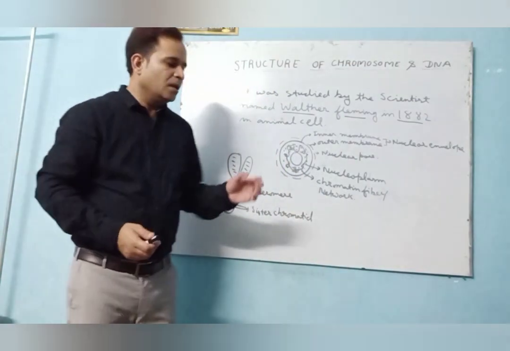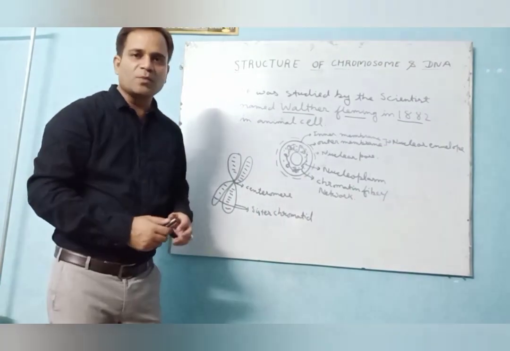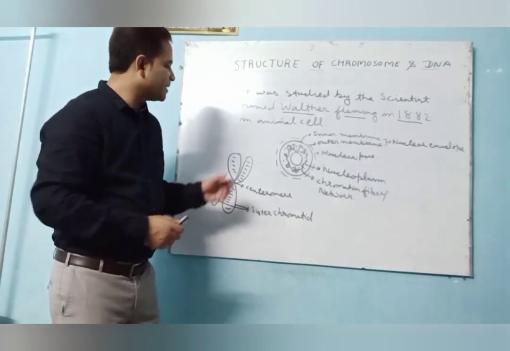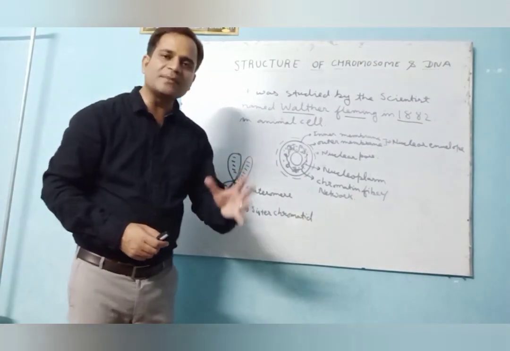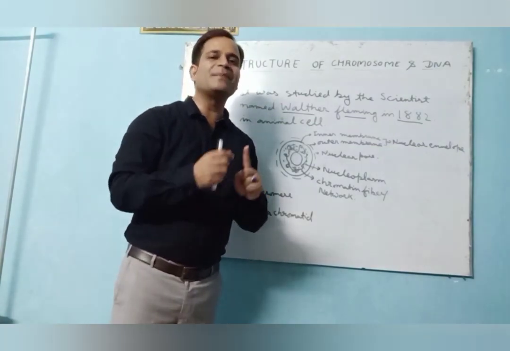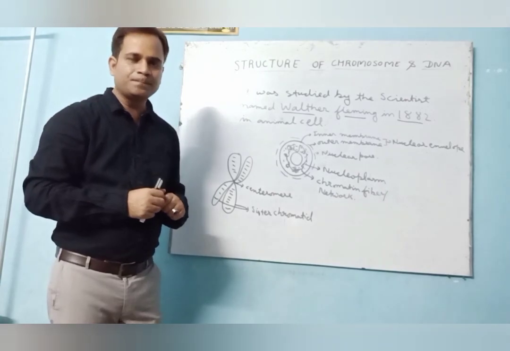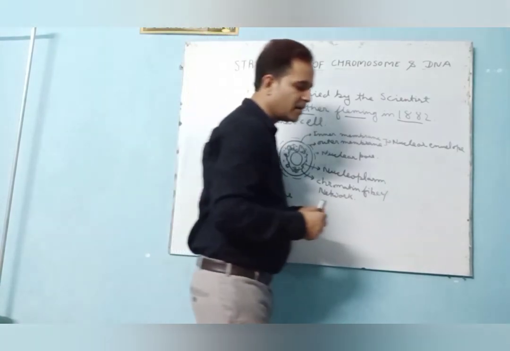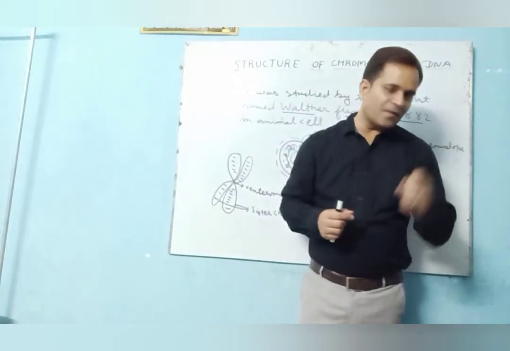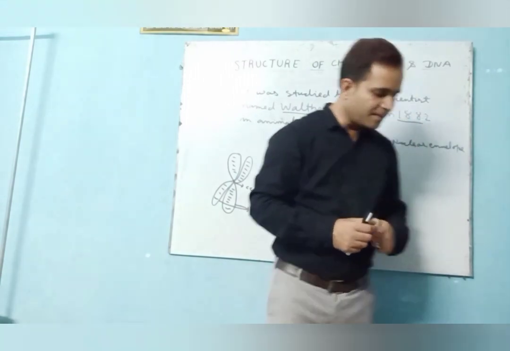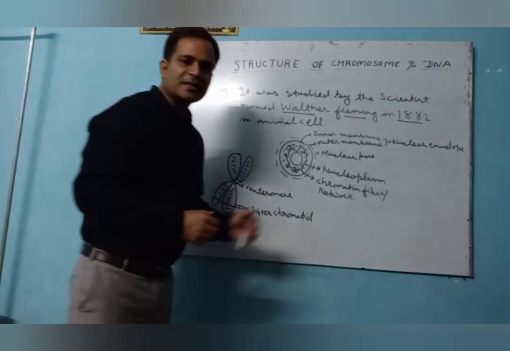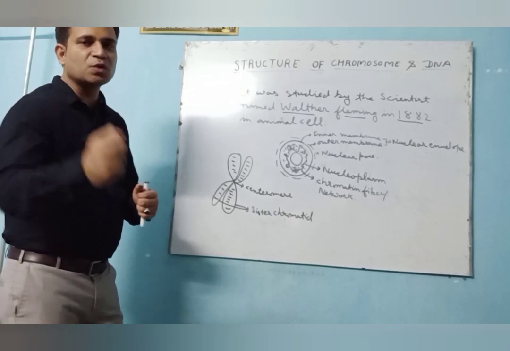Now, how many types of chromosomes? See, basically there are two types of classification of chromosomes. Firstly, on the basis of the position of the centromere, and second, on the basis of their function. So on the basis of their function, chromosomes are classified in two ways.